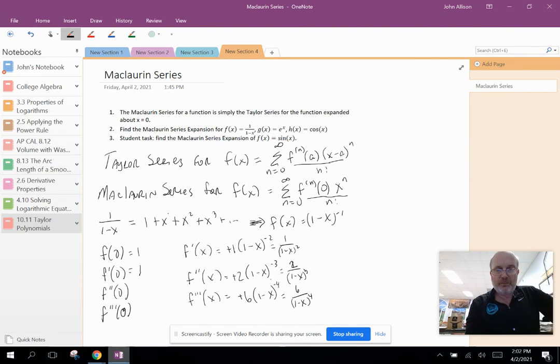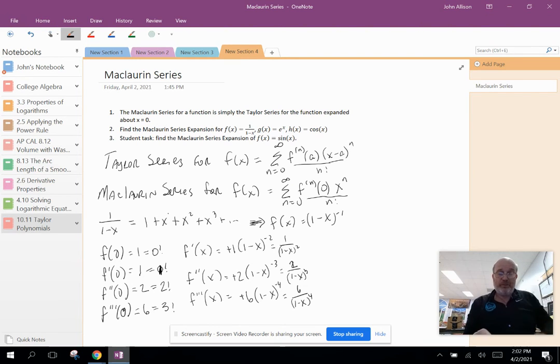F double prime of 0 is going to be 2. We plug in 0 here, we get 2 over 1, so we get 2. F triple prime of 0, plug in 0 here, we get 6 over 1, or just 6. Now what I want you to see is this is equal to 0 factorial. This is equal to 1 factorial, sorry. This is equal to 2 factorial. This is equal to 3 factorial.